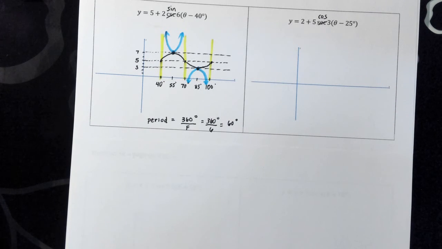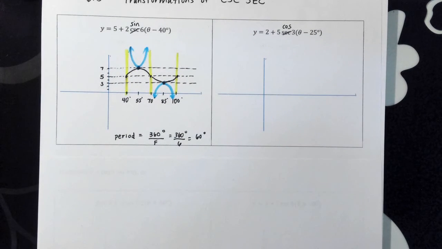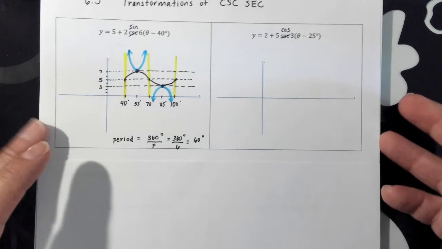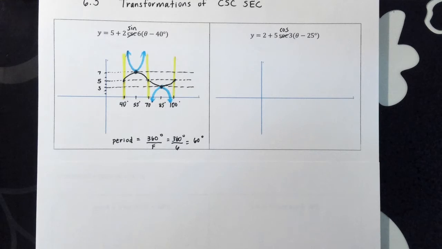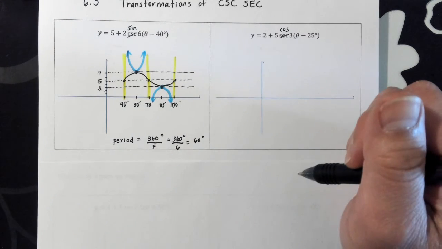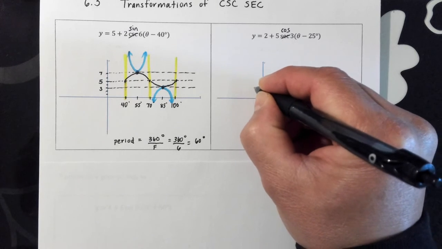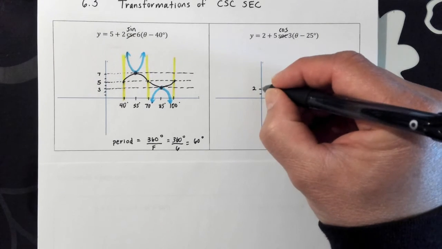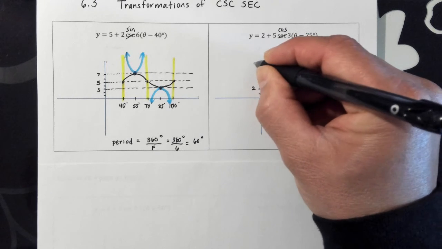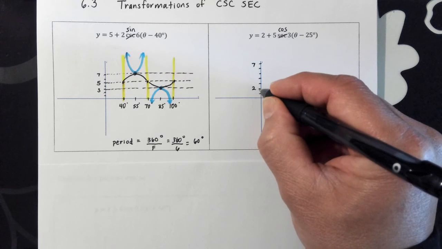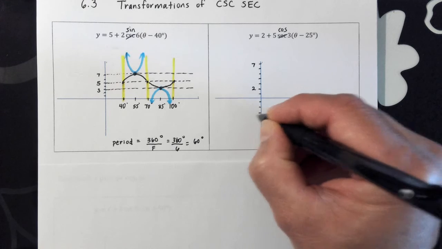Alright, next example. Cosine, secant. Process is exactly the same. Before you can graph secant, you have to first graph cosine. That's the difference. Okay, sinusoidal axis is at 2. Amplitude is 5, so go up 5 spaces, 3, 4, 5, 6, 7. And if you went down 5 spaces, 1, 2, 3, 4, 5, you end up at -3.